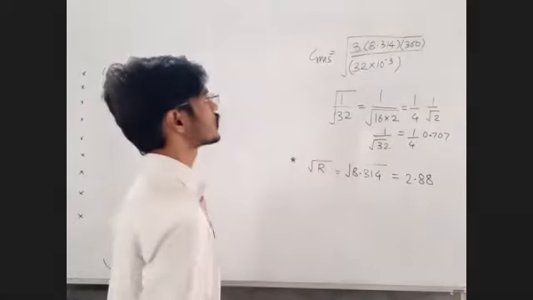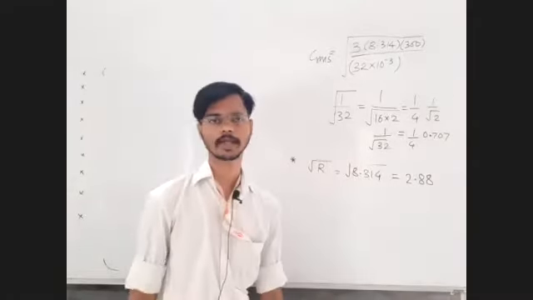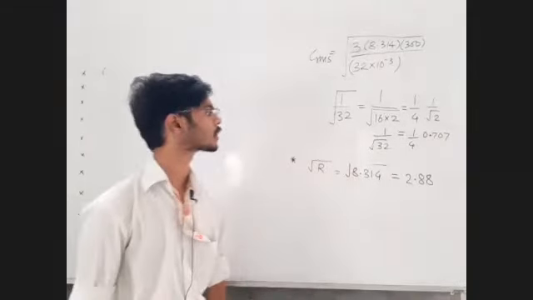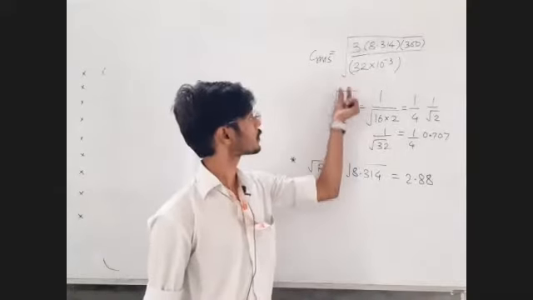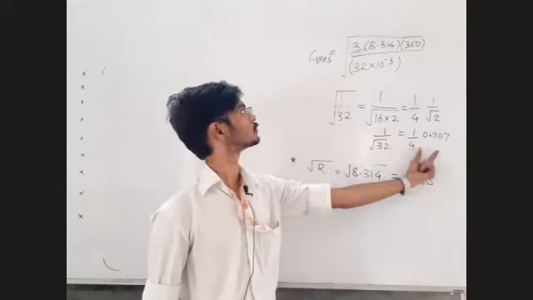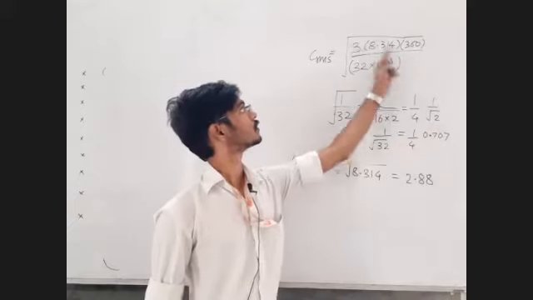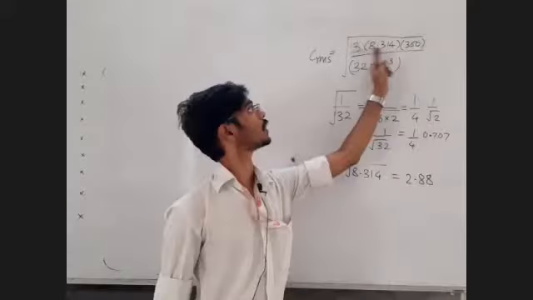Okay. So are the calculations clear to all of you? Tell me. We have calculated root 32, 1 upon root 32 I have given to you. This you can do. Try to find the final answer.